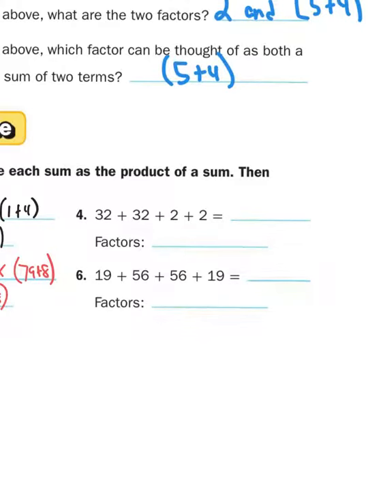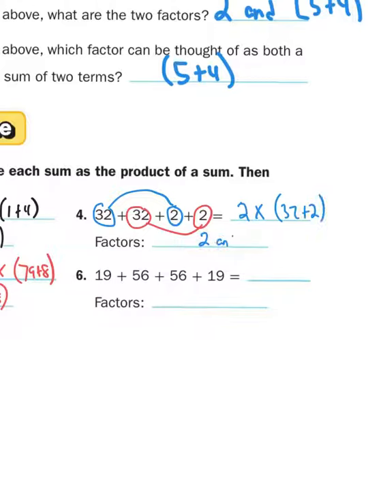So, notice in this one, there are going to be two groups. But this time, it's two groups of 32 plus 2. They just had them in a weird order. So 2 times 32 plus 2. And my factors are 2 and 32 plus 2.